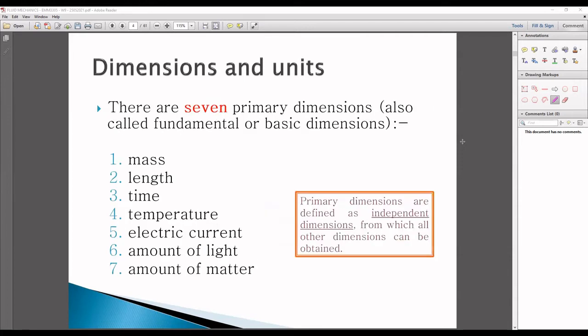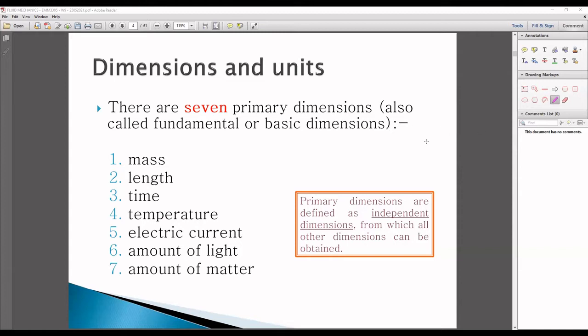Okay, and there are 7 primary dimensions, also called fundamental or basic dimensions. The first one is mass, length, time, temperature, electric current, amount of light, and amount of matter. And for fluid mechanics, normally we only deal with number 1 until number 3, or sometimes we are also interested to look into number 4, which is mass, length, time, and temperature.